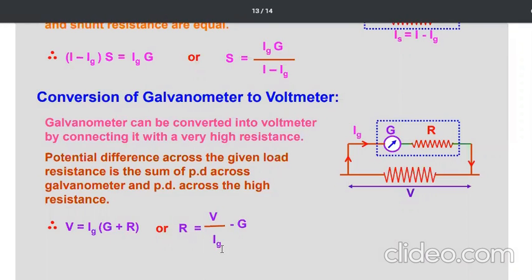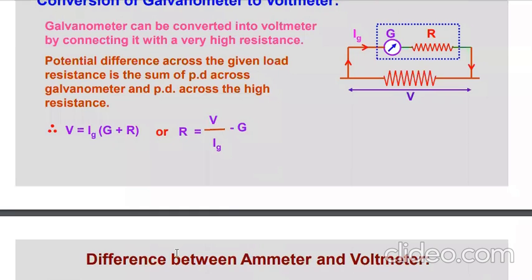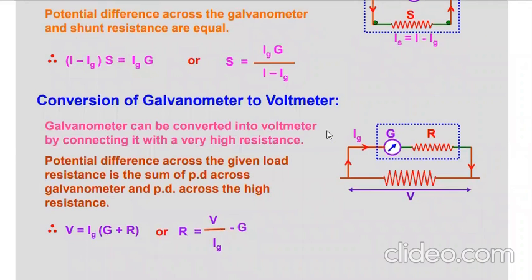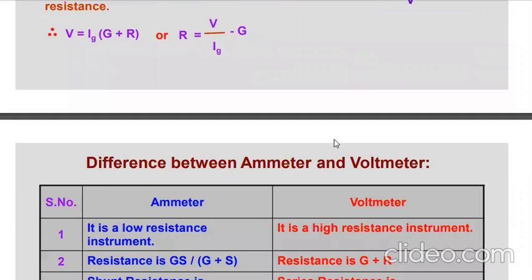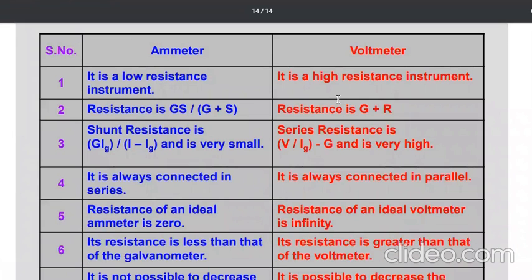If Ig is to be lesser, then R will be maximum. So the current through the galvanometer must be smaller and smaller. Even if it is 0, then this resistance will be infinite. So these were the two concepts based on the conversion of a galvanometer. And now we have to learn the difference between an ammeter and a voltmeter.